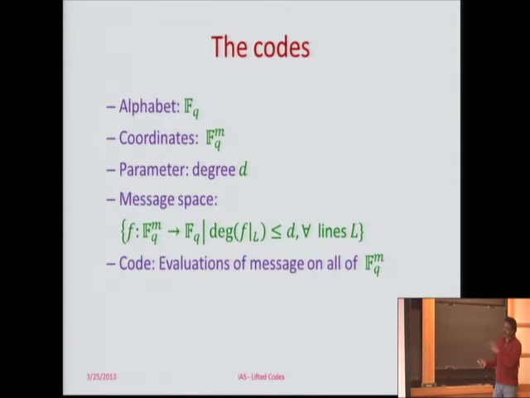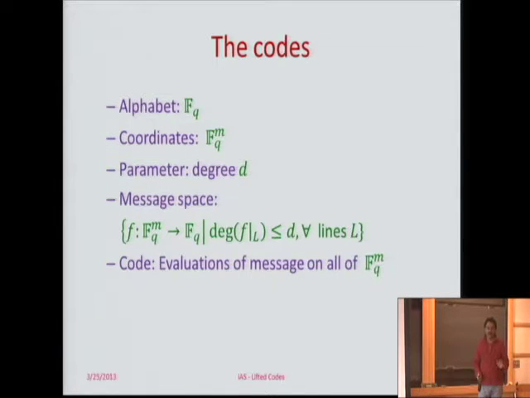So what are the codes? Let me tell you what the codes are. The alphabet will be some finite field as usual. The coordinates, the length n, will be associated with F_q to the m. We'll give a degree parameter d, and the space of messages is just all functions which, when restricted to every line, have degree at most d. And the codes will be evaluations of these functions over the whole space.